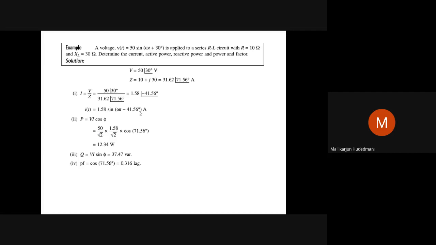Therefore, it is 12.34 watt. It is the active power. What is the reactive power? V I sin phi. The angle should be taken in sine manner. So that results in 50 divided by root 2, 1.58 divided by root 2, into sine of 71.56. It is 37.47 VAR, volt ampere reactive. We call it a VAR, volt amps reactive. Don't write W here. W is wrong. VAR is the correct answer. Then what is the power factor? Cos of 71.56. It's 0.31.